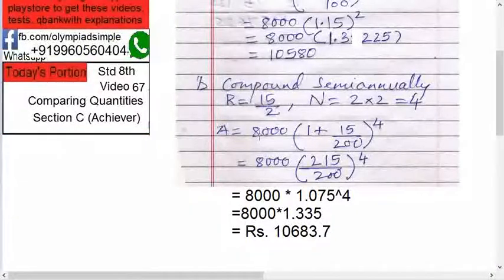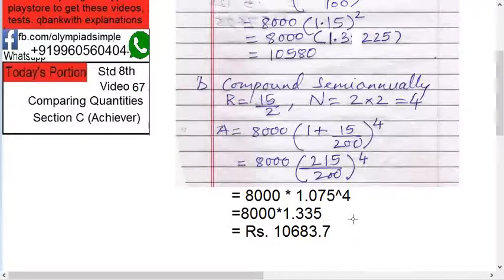So A equals P into 1 plus r upon 100, but r is what? 15 by 2. So 15 upon 200 it becomes, right? So 200 plus 15, 215 upon 200, the whole raised to 4. Now divide this, it becomes 1.075. Again Vedic maths, raised to 4, 1.335 into 8000. Again Vedic maths, 10683.7.